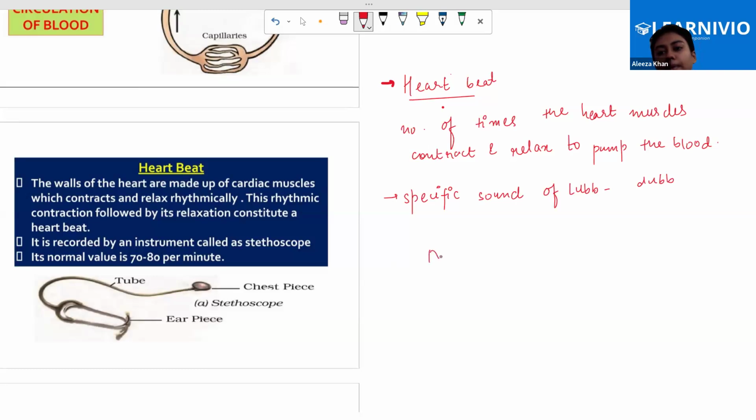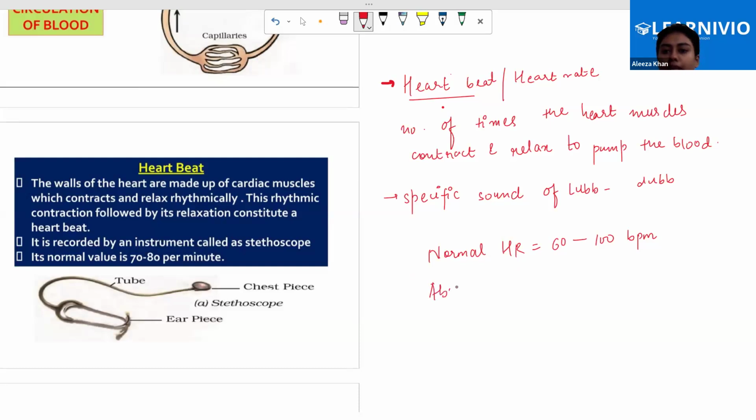What could be the normal heartbeat or the heart rate? So, these are the same. So, normal heart rate, if I talk about, will be equal to 60 to 100 beats per minute. So if the heart is contracting and relaxing, and it is beating between this range 60 to 100, that means it's normal.